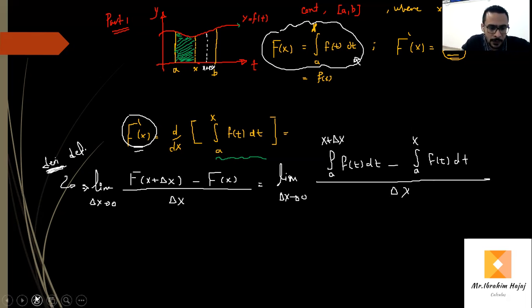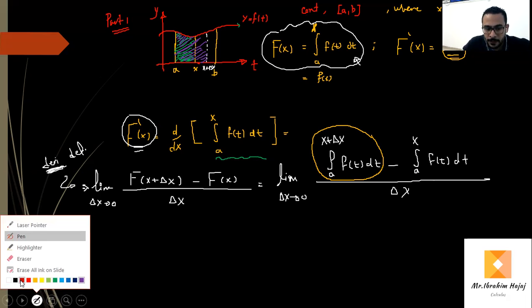And stop with me for a while, guys, focus with me. The first part: where is it on the graph? From a to x plus delta x. What does it mean, the integral from a till x plus delta x of f of t dt? Let's change the color. All this is the area from a to x plus delta x, minus the area.